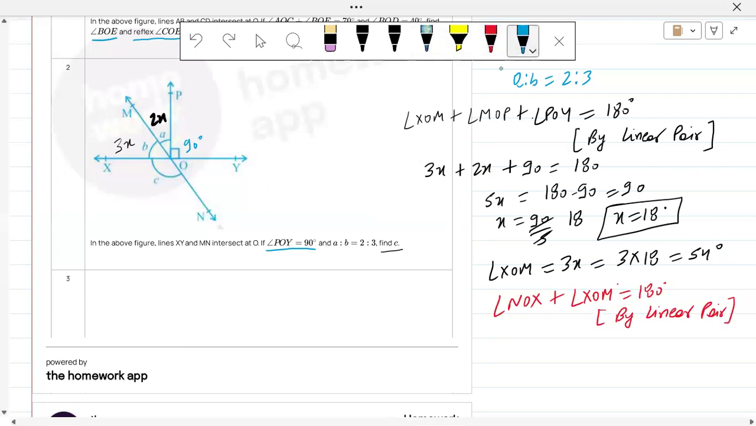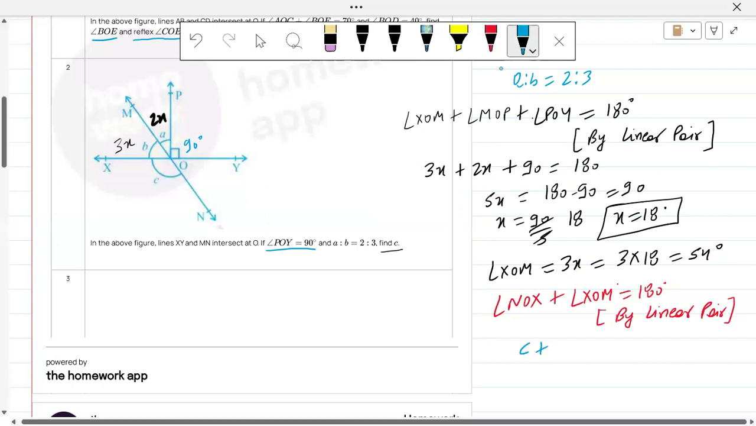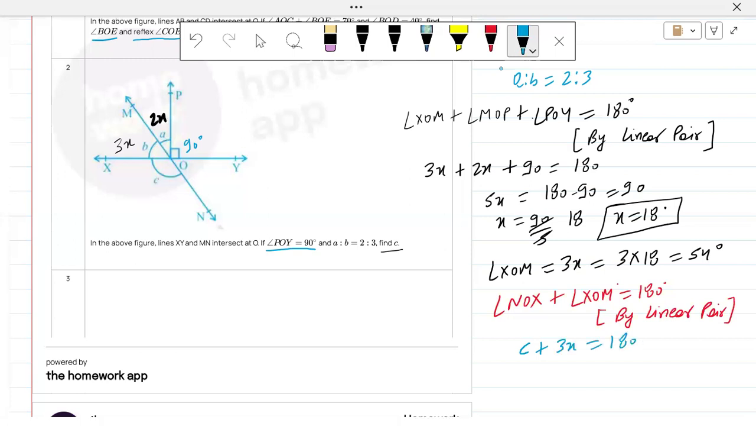Now what do you need to do? The value of angle NOX is c and the value of angle XOM is 3x, and you already found the value of 3x here. 3x means 3 multiplied by 18, which is 54 degrees. So c plus 54 is equal to 180 degrees, and the value of c is equal to 180 minus 54, that is 126 degrees. So the value of angle c is equal to 126 degrees. This is asked in the question, and this is the answer.